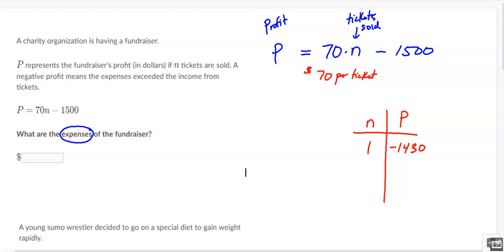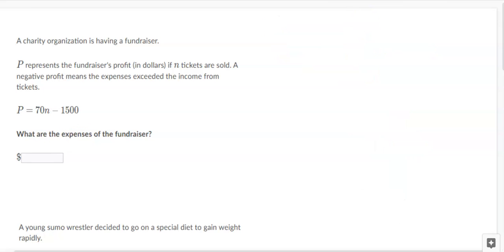And let's take it a step further. Let's say that we sold 0 tickets. Nobody showed up to buy. Well, then we're going to be 1,500 in the hole. So I think that 1,500 represents our expenses for the fundraiser. And the $70 per ticket is starting to get me in the positive direction. And then the big question would be, how many tickets do we need to sell to break even? And then we can start getting into positive territory and making a profit. So that could be a spin-off of this question.